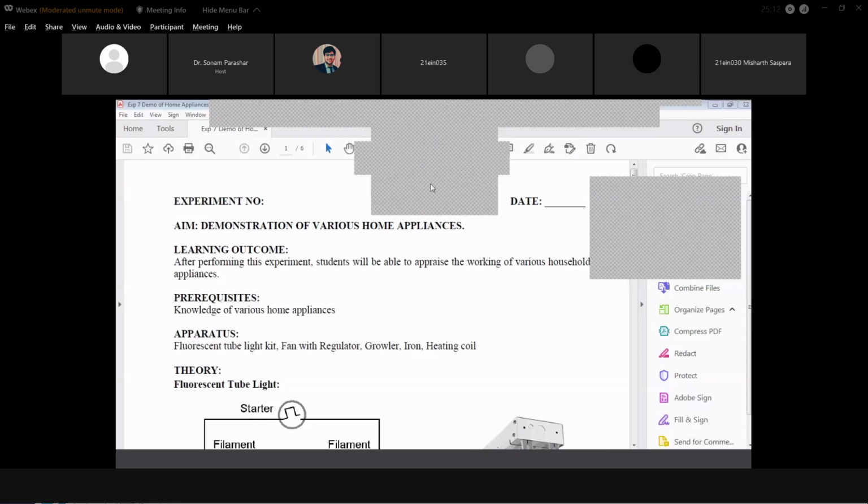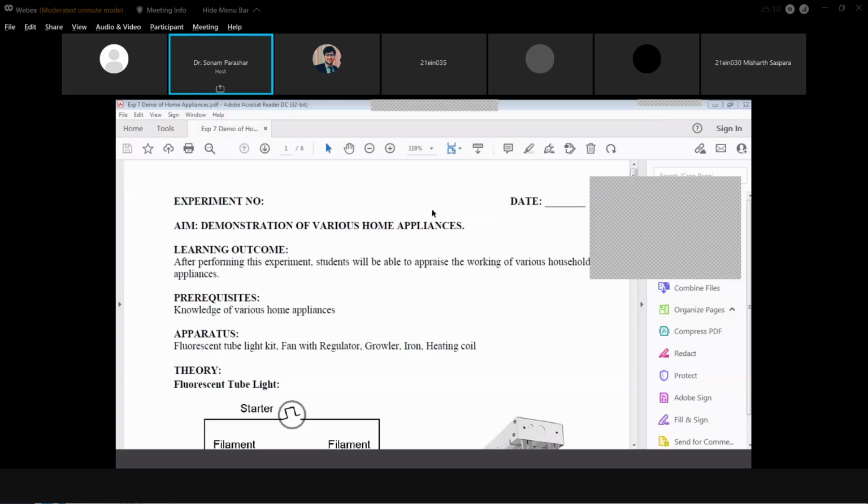Okay, can you see the manual, students? Yes, ma'am. Okay, fine. So this is experiment number 7 of this lab. The aim of this experiment is the demonstration of various home appliances, right? So in this experiment, you will learn about the working of various home appliances like the fluorescent tube light kit, the fan with regulator, the iron, the heating coil, the growler, right?